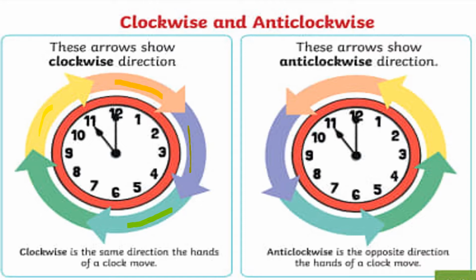Anti-clockwise, these arrows show anti-clockwise direction. See where the arrows are moving. It is opposite to the clockwise. So anti-clockwise is the opposite direction to the way the hands of a clock move.